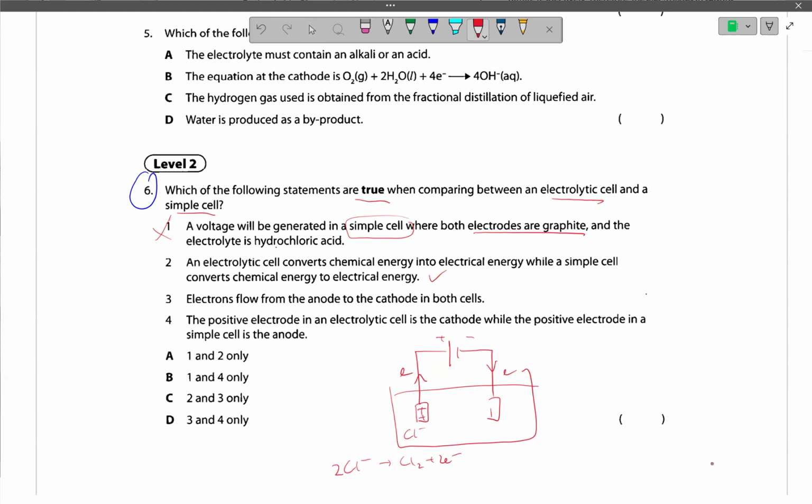Now, on the other hand, if you are talking about a chemical cell, it will be two metals, for example Mg and copper, connected to a bulb.